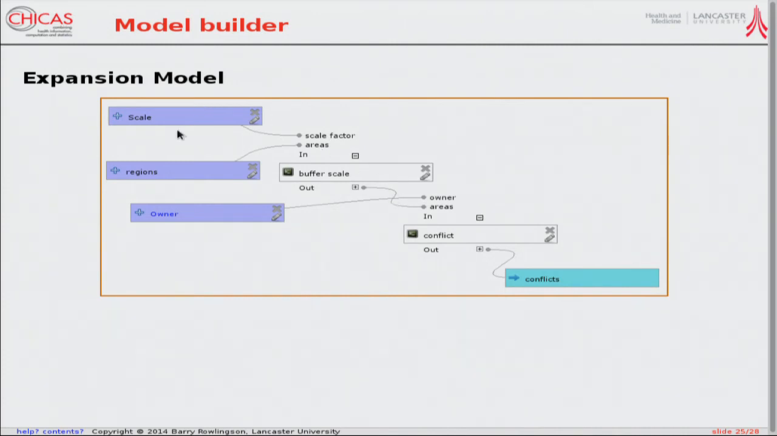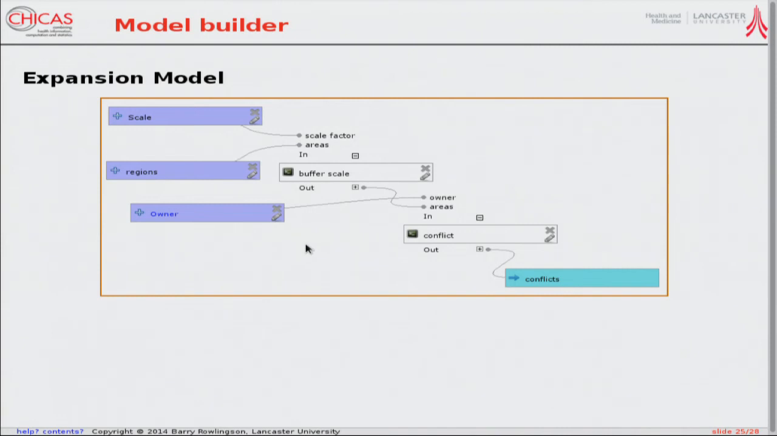So in this case, the blue things are the inputs, the white boxes are the algorithms, and the pale blue box is the output. And you can drag and drop these models, and they work with raster data as well. So if you've got some kind of raster processing chain where you clip this and then multiply that by 5 and compute this, you can build these models in QGIS.